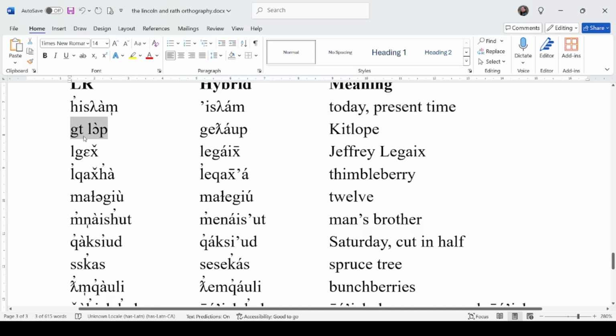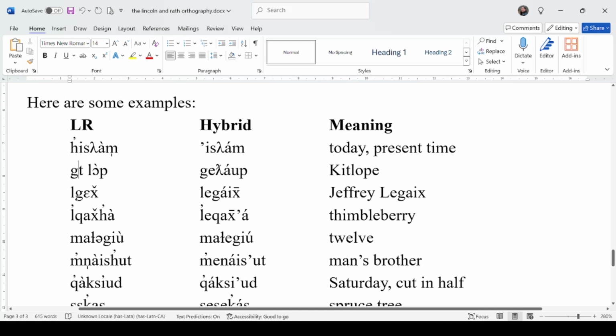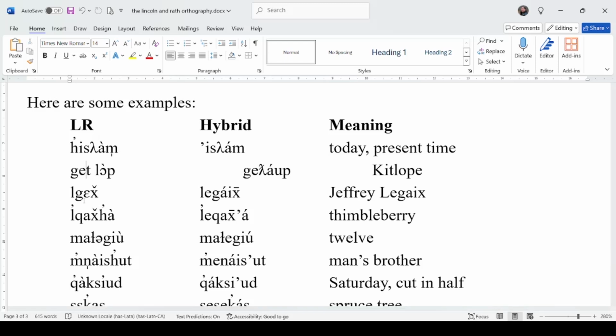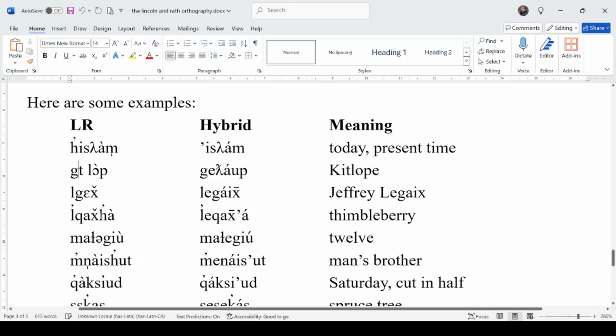Another example is Gitlop. This is actually a Somalgiach word. Git would actually be spelled with an E, or if we're really going to be true to Lincoln and Rath, a schwa. So you can see what I was saying before about them leaving schwas out of words, where instead of a G and then something in between, you now have a G right next to a T. That can be a little bit confusing when you're reading it.